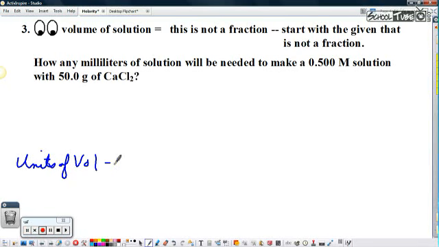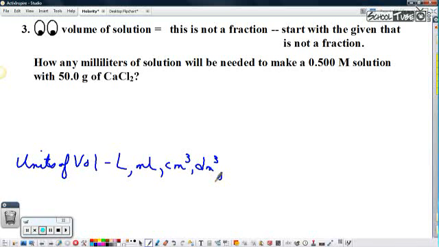We know what? Liters, milliliters, anything cubed, that's centimeter cubed, decimeter cubed, any unit of length cubed. Now, in your handout, on the first page, it says something about decimeter cubed.